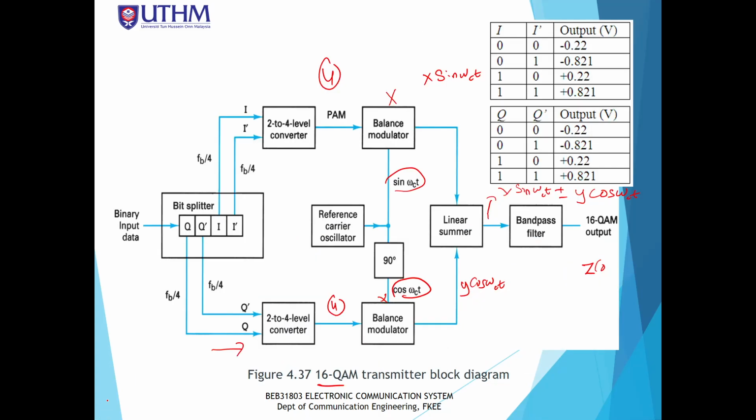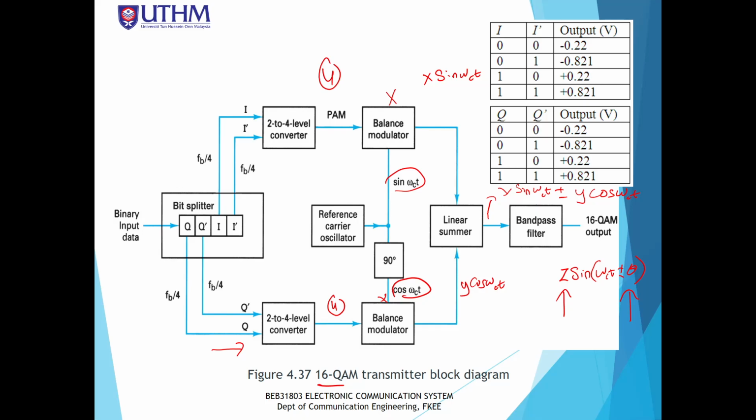We can simplify the equation at the output as a function of sine. So we can produce z sine omega ct plus minus theta. There is a difference in terms of amplitude and also a difference in terms of theta, or phase.